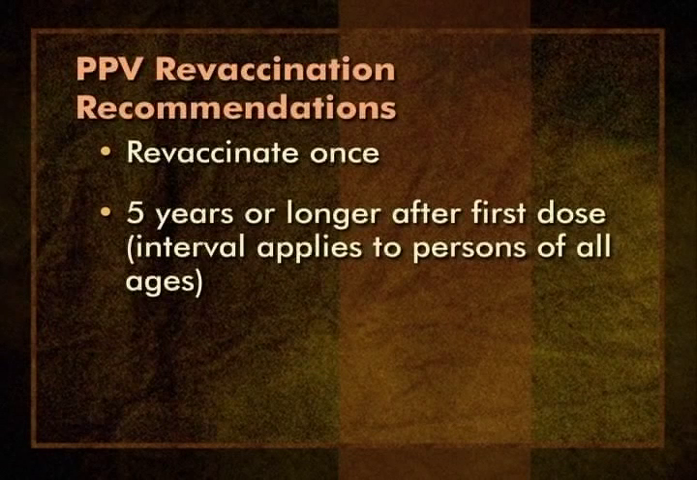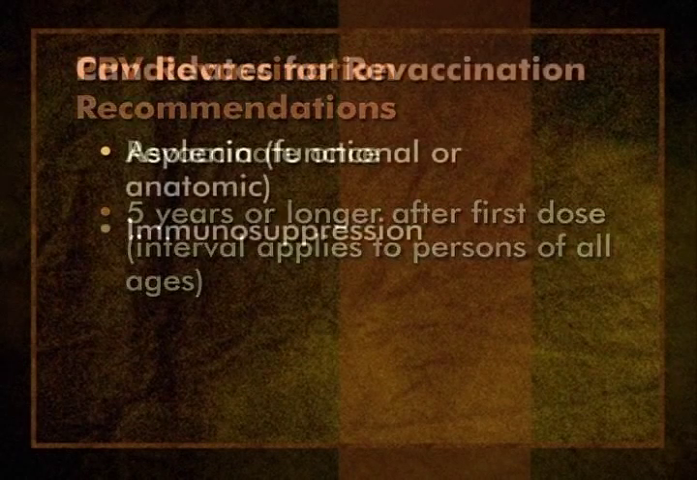Revaccination is a one-time event. Data for the safety and efficacy of more than two doses are not available, so only one revaccination dose should be given. This single revaccination dose should be given 5 years or longer after the first dose. This revaccination interval applies to persons of all ages.